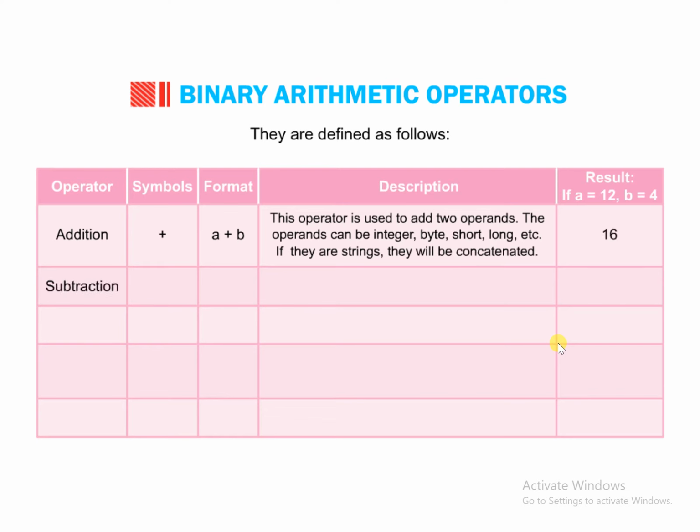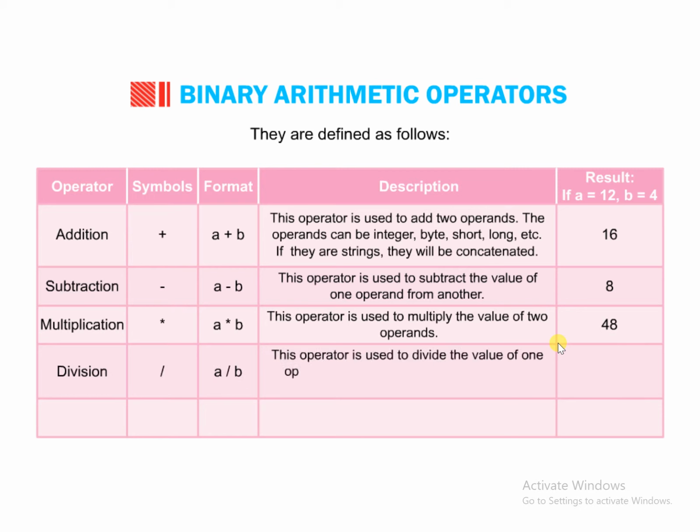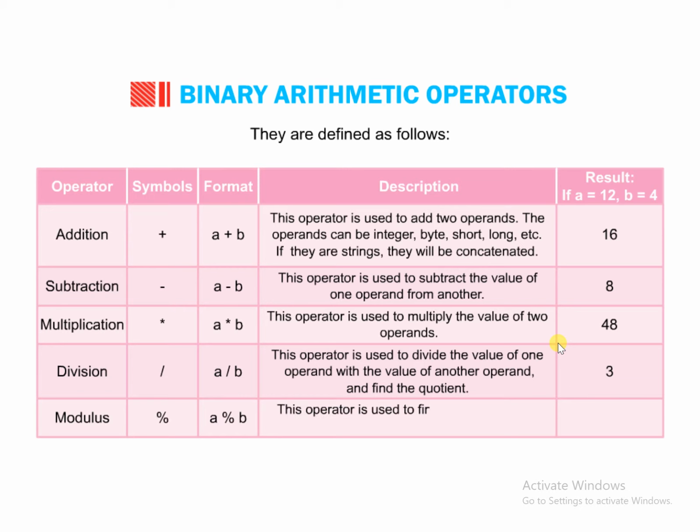16. Subtraction, -, a - b. This operator is used to subtract the value of one operand from another. 8. Multiplication, *, a * b. This operator is used to multiply the value of two operands. 48. Division, a / b. This operator is used to divide the value of one operand by the value of another operand and find the quotient. 3. Modulus, %, a % b. This operator is used to find the remainder of a division. 0.